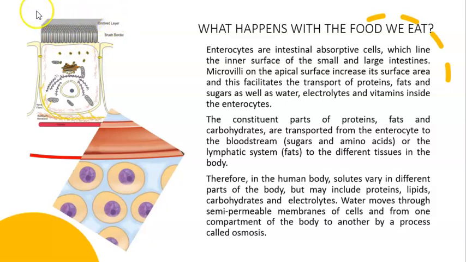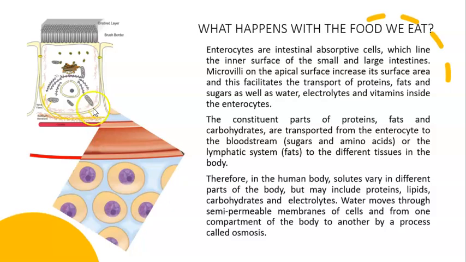And then the food, in this case, proteins and lipids and carbohydrates, are going to be absorbed, and they will go inside the enterocyte. The constituent parts of these proteins and fats and carbohydrates, in other words, the building blocks of these proteins and fats, are going to be transported from the enterocyte into the bloodstream, if they are sugars and amino acids, or into the lymphatic system if they are fats. From there, into the different tissues that we're going to have in the body.